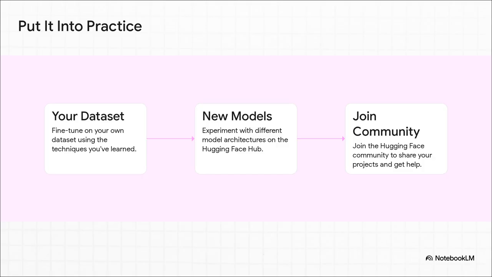Then there's path two, and this one is all about action. It's about getting your hands dirty. Grab a dataset you actually care about and just start applying everything you've learned. Go on the hub, grab a totally different model architecture, and just experiment. See what happens. And this is a big one. Join the Hugging Face community. Share what you're building, ask for help, see what other people are up to. This is the roll up your sleeves and build something path.